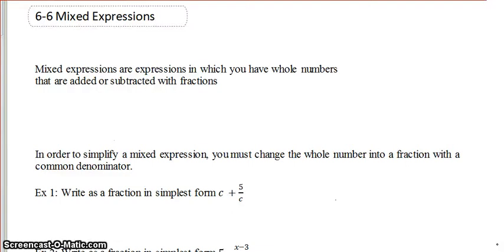Alright, so 6, mixed expressions. Believe it or not, this is similar to something we already learned. Well, basically this whole chapter is similar to stuff we've already learned, but we're using it with our variables and whatnot. So, okay, mixed expressions are expressions in which you have whole numbers that are added or subtracted with fractions. So it's kind of like a mixed number.